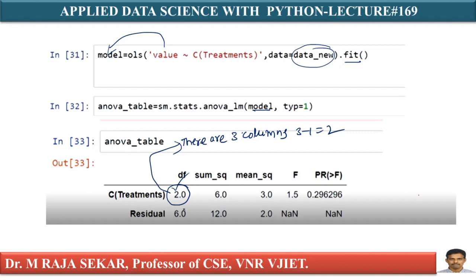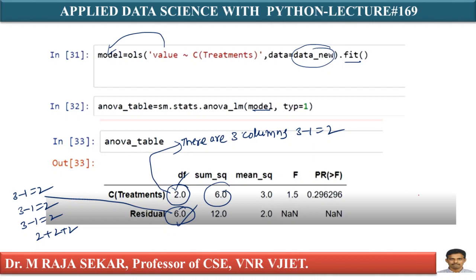What about my residual degrees of freedom? Residual degrees of freedom is 6. How am I getting this? For the first column, how many values are there? 3. 3 minus 1, 2. Second column, 3 values, 3 minus 1, 2. Third column, 3 values, 3 minus 1, 2. Therefore 2 plus 2 plus 2, that is 6. This is the degrees of freedom of my residual.